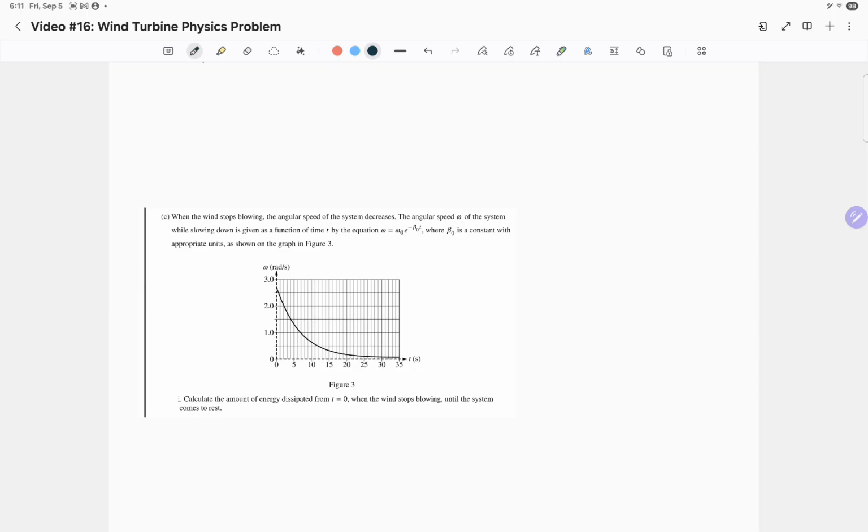Now what did they ask you? In part I, calculate the amount of energy dissipated from t equals 0 when the wind stops blowing until the system comes to rest. When we're dealing with dissipated energy, typically you would have that as a positive sign. You might think, oh, that's negative, right? On the actual exam, I don't know if they care either way, but I would have your answer as positive, because negative would imply a negative amount of dissipated energy, which you can interpret as gaining energy. That could be very confusing, so I wouldn't put it that way.